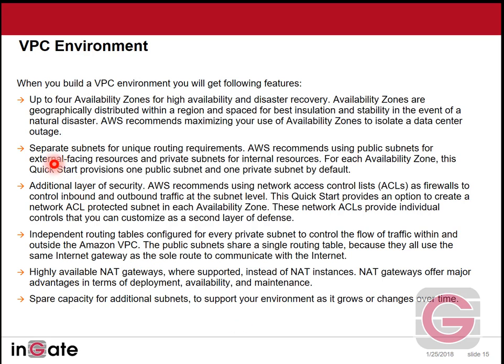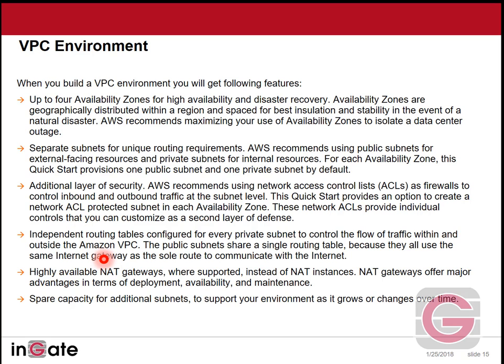Then you're also going to get subnets for unique routing requirements. AWS recommends using public subnets for external facing resources and private subnets for the internal resources. For each availability zone, this quick start provisions one public subnet and one private subnet by default. When you create a VPC, by default it creates two subnets, but you can decide how you want that. And that's part of the process. One of the sessions for this training is how to build your VPC.